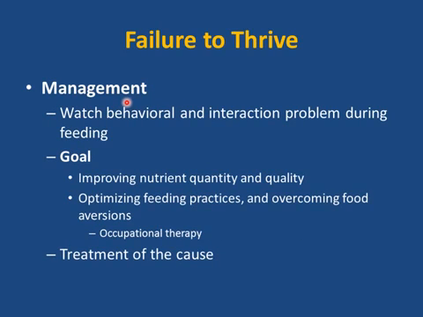Management of failure to thrive. Failure to thrive management is a multidisciplinary team approach, and this is the best way to manage it. Generally, you have to watch for behavioral and interaction problems during feeding between the mom and the child, or the parents and the child. Your goal in the management of failure to thrive is to improve nutrient quantity and quality. Also, you optimize the feeding practices and overcome any food aversion. Occupational therapy and speech therapy can help a lot with that. Also, treatment of the cause or underlying condition is very important.